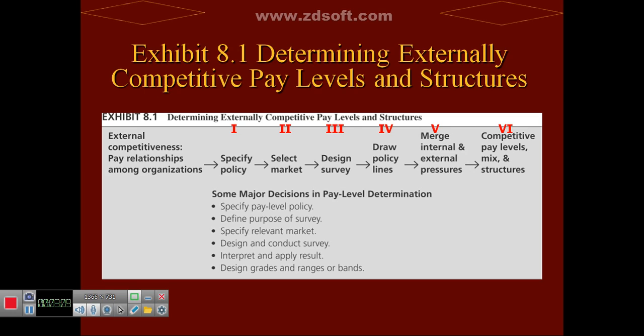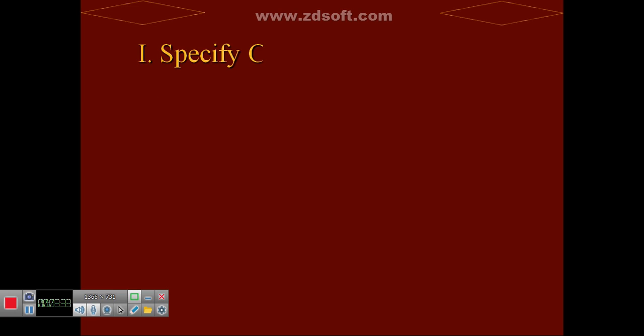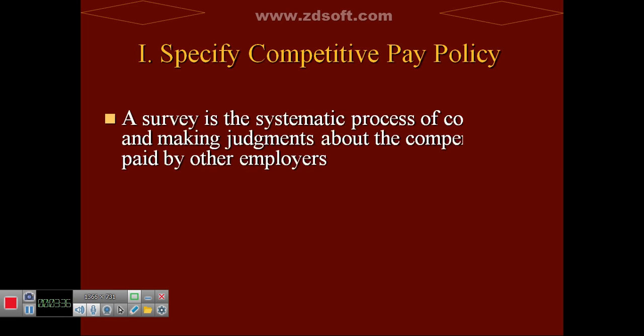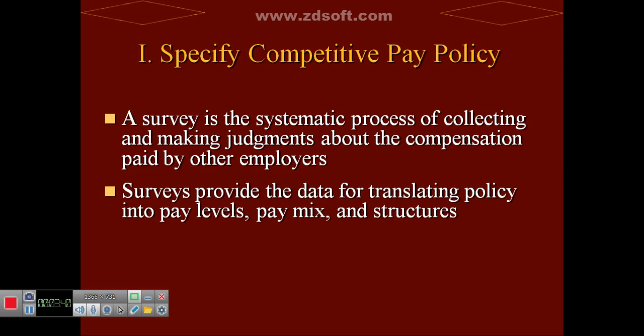Like stage 1, specify the competitive pay policy. Stage 2, select the markets. Stage 3, design a survey. Stage 4, draw policy lines. Stage 5, merge internal and external pressures. Stage 6, design competitive pay levels, mix and structures. So let us see what we have learned in previous class. Of course, we made a beginning with stage 1, specify competitive pay policy.